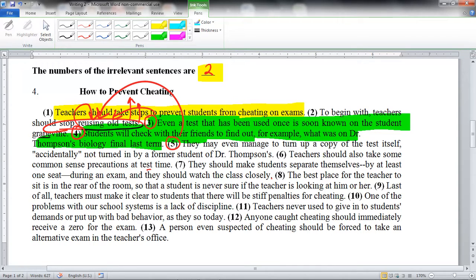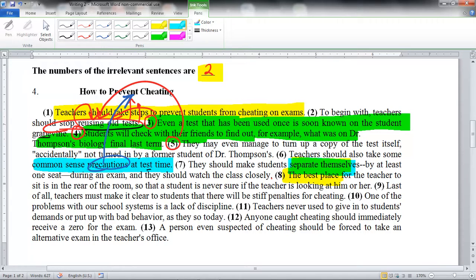And then the theme changes a little bit. The teachers should also take some common sense precautions. Okay, now this is also supporting. These are precautions to prevent cheating. See, so that's okay. They should make the students separate themselves by at least 1 seat during an exam, and they should watch the class closely. And then it says the best place for a teacher to sit is in the rear of the room. Okay, that's fine. That's another bit of advice. So separate them, stay in the back, watch the students, right? So the student is never sure if the teacher is looking at him or her.